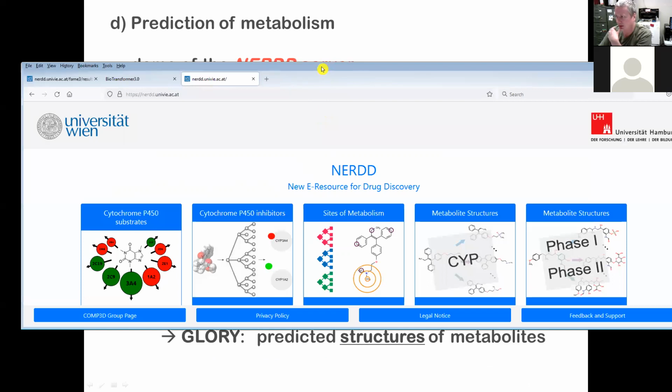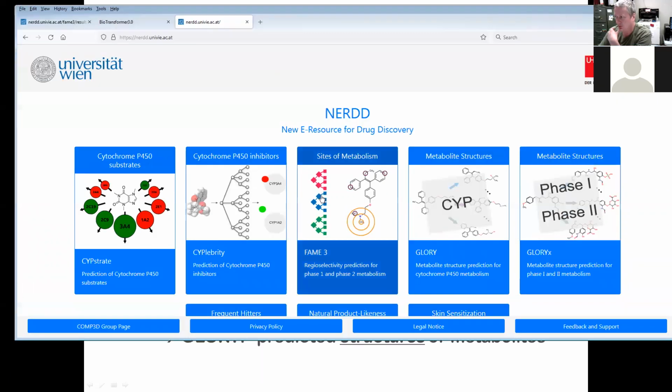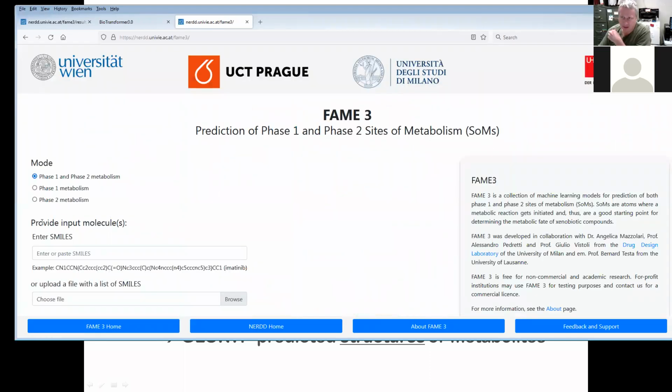Okay, so we're on this Nerd server, and there's a couple tools, but we're just going to focus on this FAME3 site for now. So which is just the location of phase 1 and phase 2 metabolism. So FAME3 right in the middle. Okay, so I'm just going to click the phase 1 metabolism link. So we're going to predict phase 1 drug metabolism, the location. Let's go back to my PowerPoint.